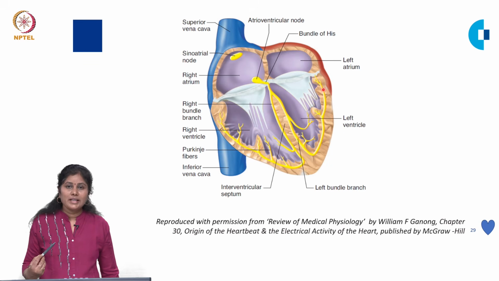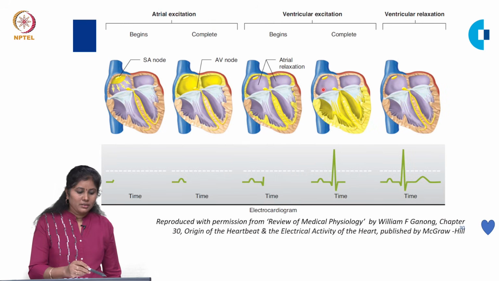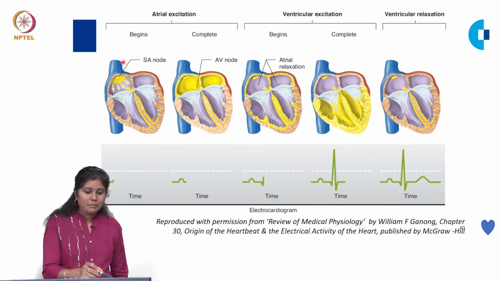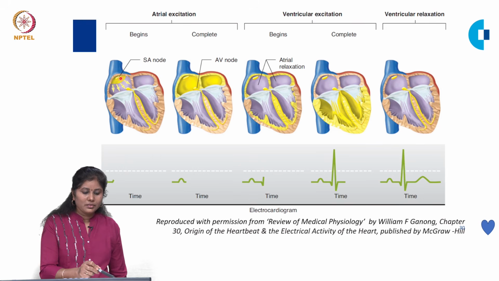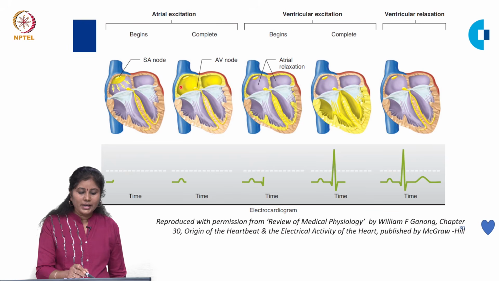Now, how does this excitation wave spread? We will see in this picture. This is the beginning of the atrial excitation, which is the excitation produced in the SA node travelling towards the AV node. And in this picture, as shown in this yellowish coloration, both the right atrium and the left atrium are excited. That means atrial excitation is complete. You can see the recording of this action potential here in the bottom picture.